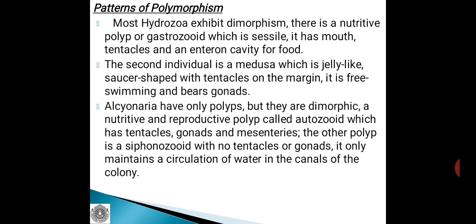Then Alcyonaria have only polyps, but they are dimorphic. A nutritive and reproductive polyp called autozooid, which has tentacles, gonads, and mesenteries. The other polyp is a siphonozooid with no tentacles or gonads. It only maintains circulation of water in the canals of the colony. So, though it appears to have dimorphism, it exhibits only polyps.